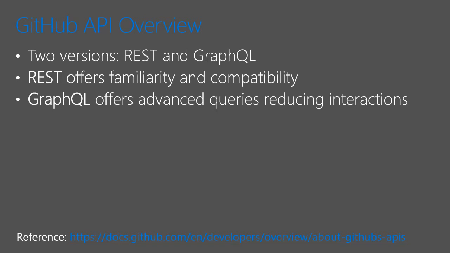For the API overview, there's two versions as of today. There's the RESTful API as well as a GraphQL API. The RESTful API offers the familiarity, the compatibility that we're used to, while the GraphQL offers advanced queries that can help reduce interactions, the chattiness that RESTful calls would require. We can specify specifically what we're looking for, be it user, repo, commits, releases, all in one single call with GraphQL, where we may have to make multiple calls with the RESTful API.